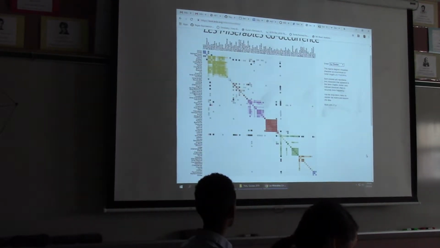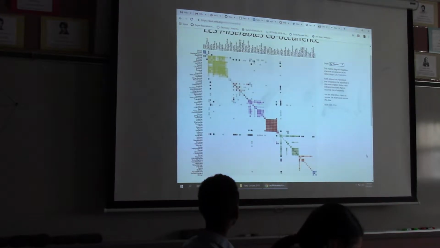Take every major character and create a matrix where each of those characters is a node. Okay, and now create the adjacency matrix and define two characters as adjacent if they appear together in the same chapter. And the chapters are very, very short.